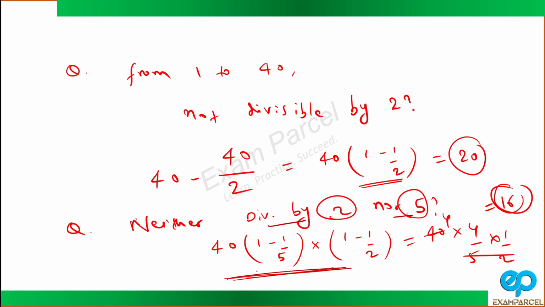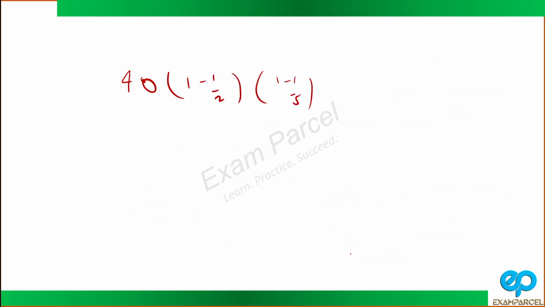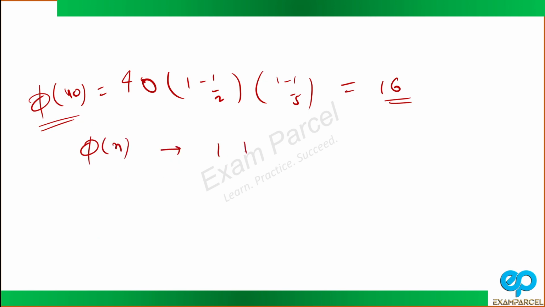And how did we write? 40 into 1 minus 1 by 5 into 1 minus 1 by 2, right? So now this particular answer is 40 into 1 by 2, that would be 20, 20 into 4 by 5, that would be 16. So this number is known as the phi of 40. So phi of any number n denotes all the numbers from 1 to n which are co-prime to n.